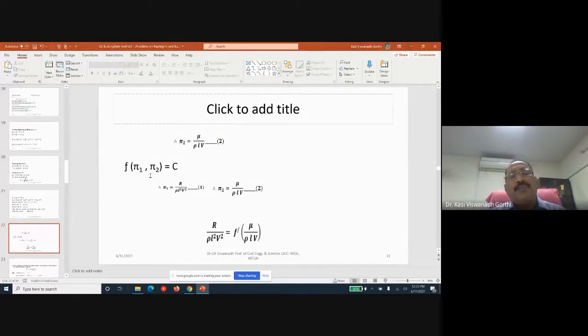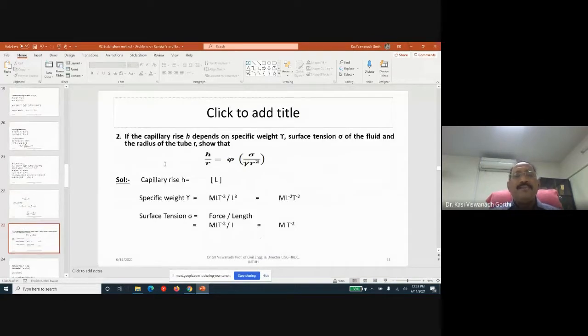So f of pi 1, pi 2 is equal to C. Substituting pi 1, pi 2 here, you are getting f of R by rho L square V square comma mu by rho L V is equal to a dimensionless constant C. Now, R is the dependent variable, so the term pertaining to the dependent variable must be taken out of the functional relationship. So R by rho L square V square is equal to some other function f dash or f1 or phi or psi, whatever may be the functional relationship, of mu by rho L V, or R is equal to rho L square V square into f of mu by rho L V. So you now establish a relationship between the dependent variable R and all other independent variables.